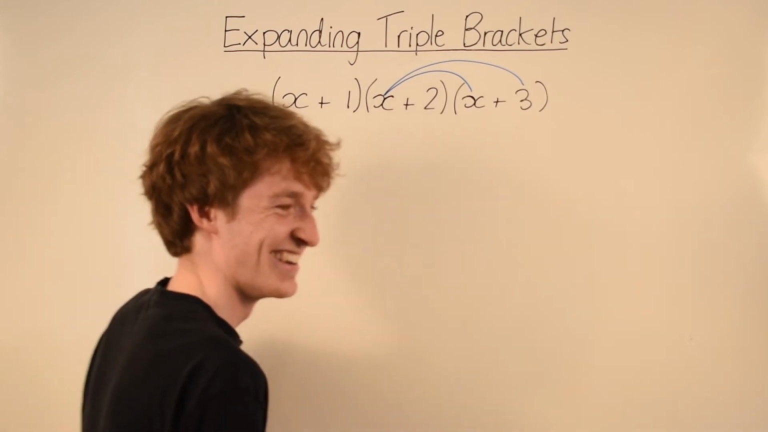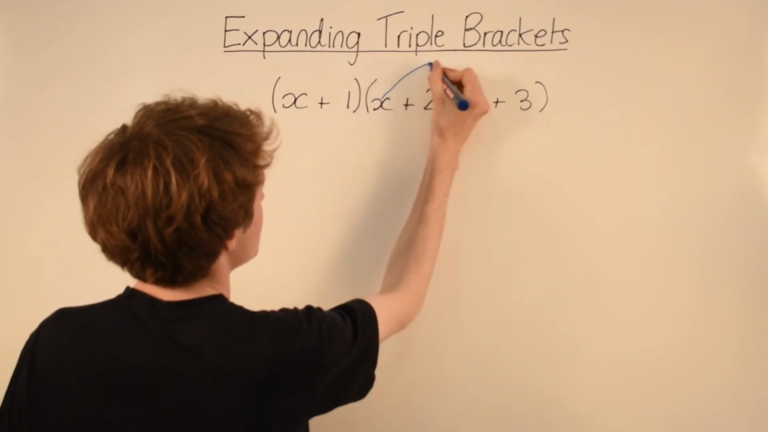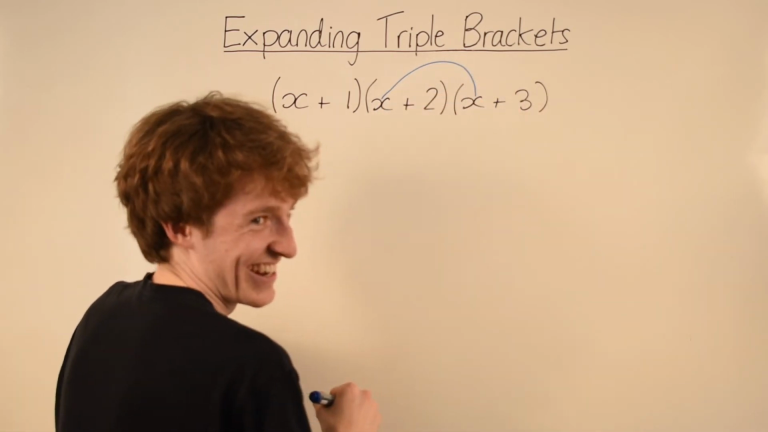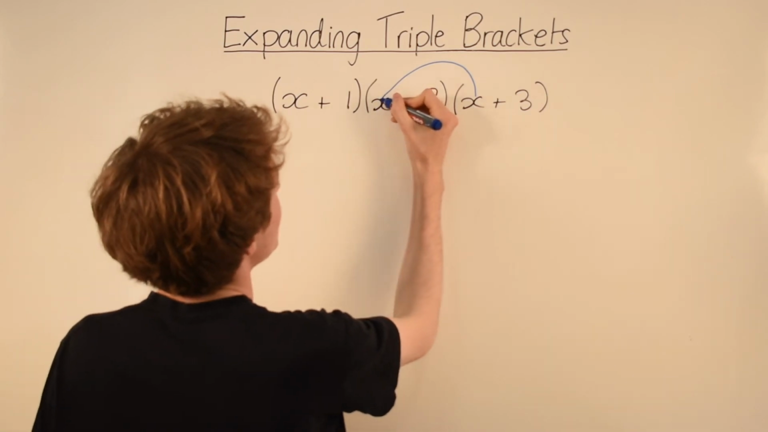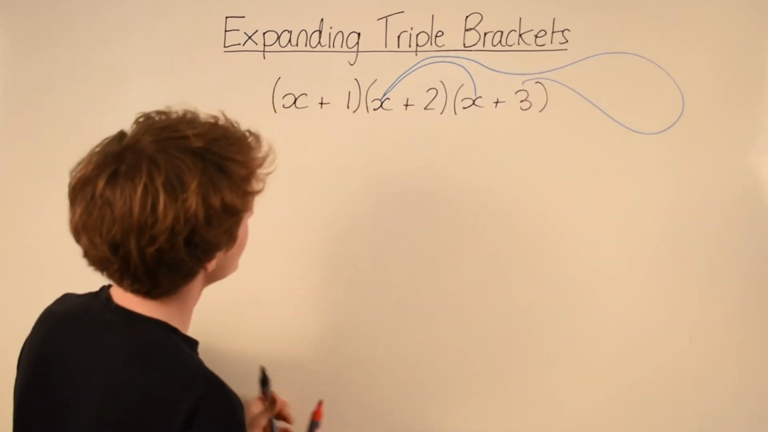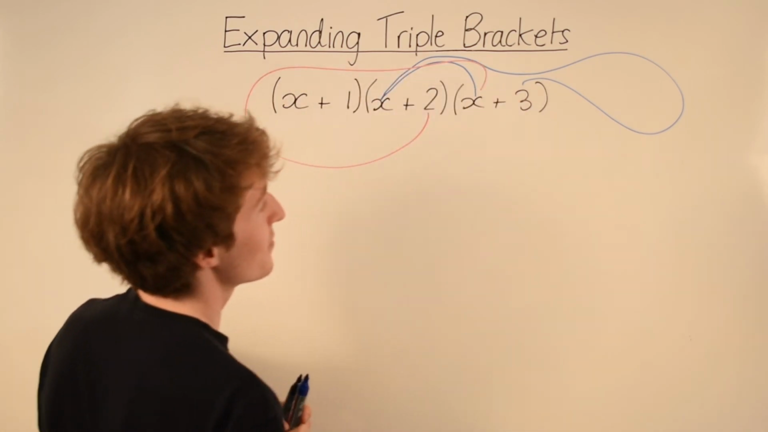Okay, so we're going to expand these double brackets, which means we need to draw our multiplication lines. So we're going to have 2. It doesn't need to be that big actually. So then we have another joining the x up to the 3. And then another one joining the 2 up to the x here. That's going to be easy.